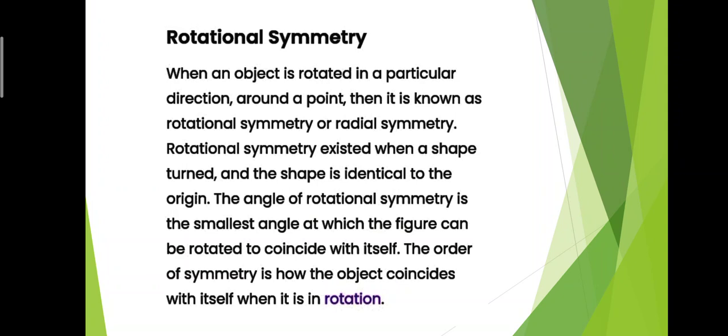The angle of rotational symmetry is the smallest angle at which the figure can be rotated to coincide with itself. The order of symmetry is how many times the object coincides with itself when it is in rotation.